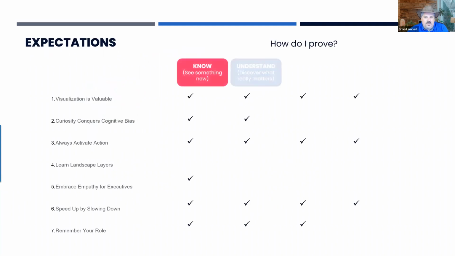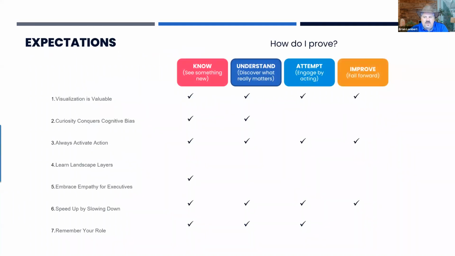For example, one of the things that I was noodling on was our expectations, and we have these expectations. How do I prove that I know those expectations? How do I prove that I understand the expectations? How do I prove I can use the expectations and improve my ability to live up to them? What does it mean to achieve those expectations? How do I prove that and show that, other than just saying I do it? Or, yeah, I understand what those are. How do I know? How do I prove it?